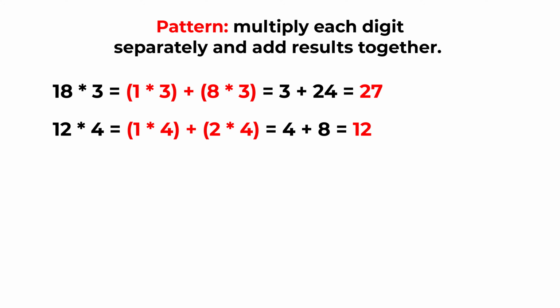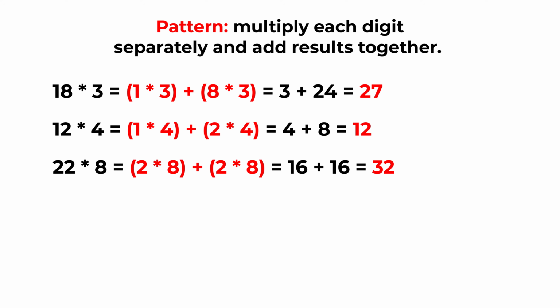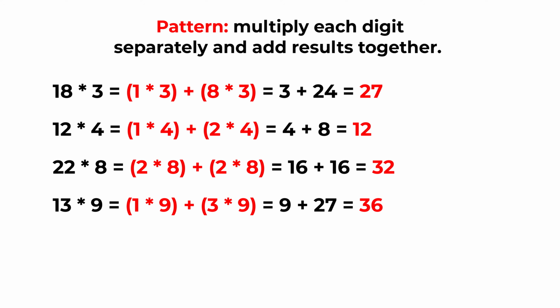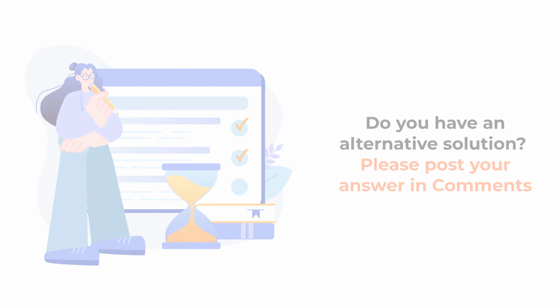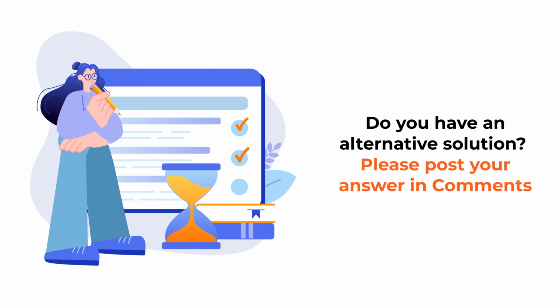And in a very similar way, 22 multiplied by 8 would be 2 multiplied by 8 in parentheses plus 2 multiplied by 8 in parentheses, which would be 16 plus 16, equal to 32. So to calculate the answer of 13 multiplied by 9, we would need to multiply 1 by 9 in parentheses and add 3 by 9 in parentheses, which would be the sum of 9 and 27, and the end result would be equal to 36. So the correct answer here is choice B, 36. Hopefully you've nailed this question and now know how to answer similar problems on the test.